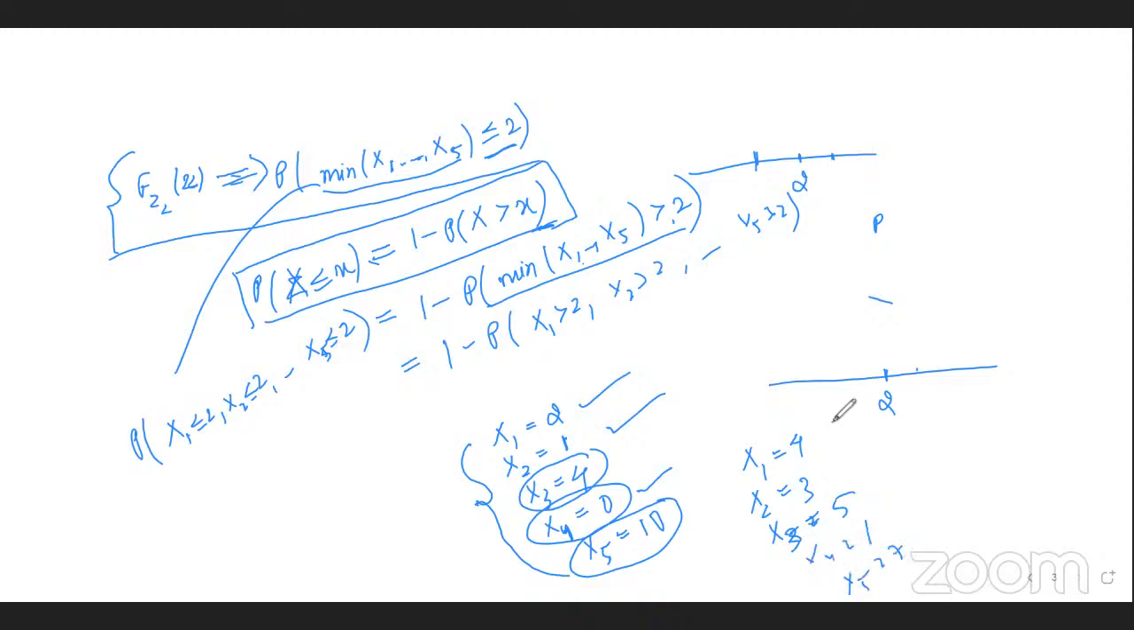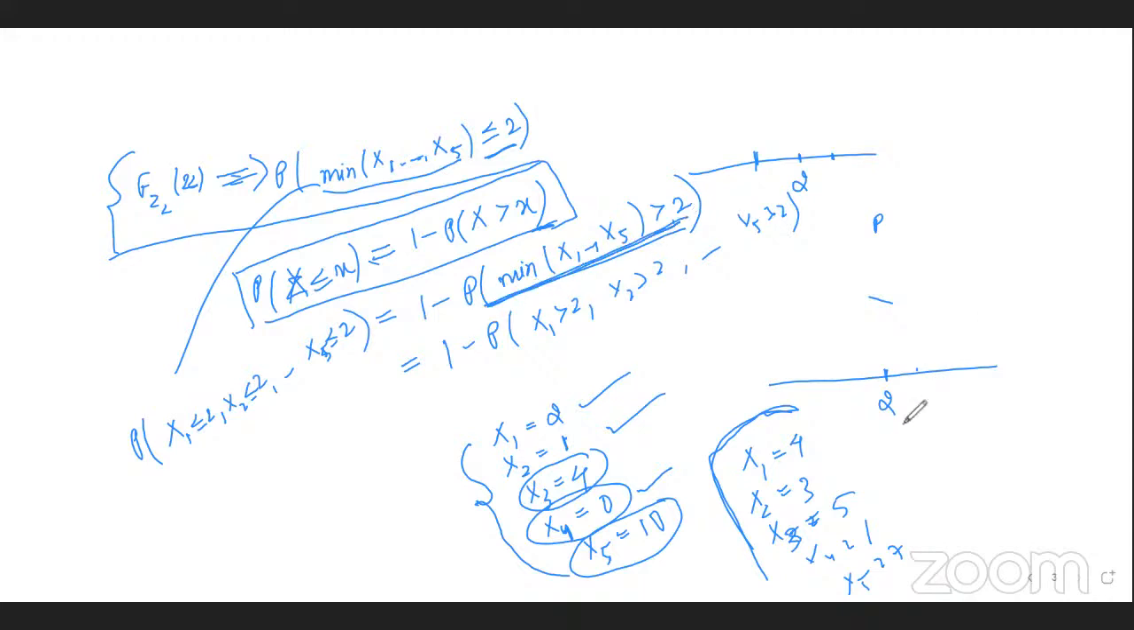I am saying, so if these are the set of values that these random variables are taking, the minimum is, I am saying the minimum is greater than 2, correct? This is what I want. I want the minimum to be greater than 2.